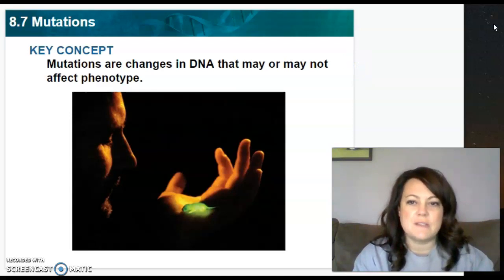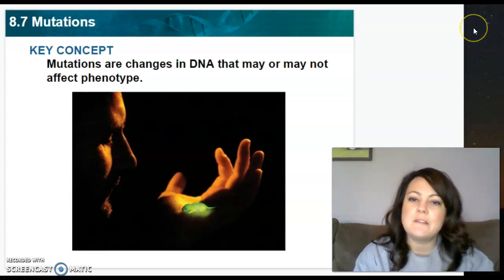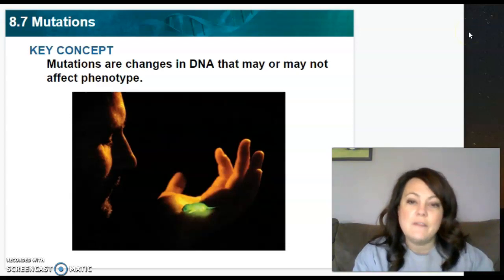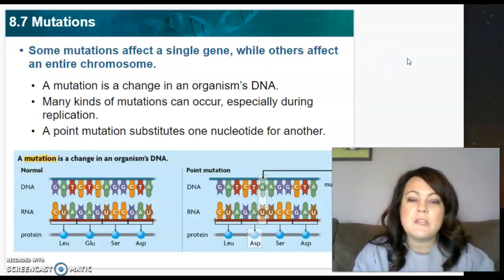8.7 Mutations. Key concept: mutations are changes in DNA that may or may not affect the phenotype. Remember, we learned that the genotype is what the genes say, and phenotype is the physical appearance of the organism. Some mutations affect a single gene, while others affect an entire chromosome. A mutation is a change in an organism's DNA.